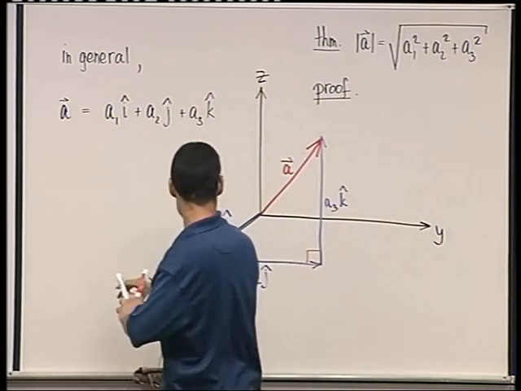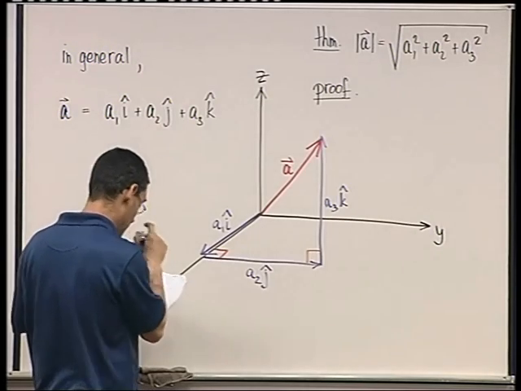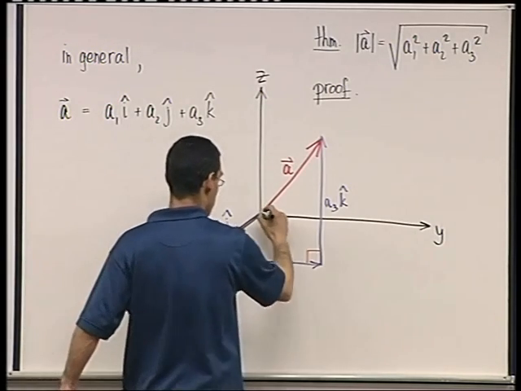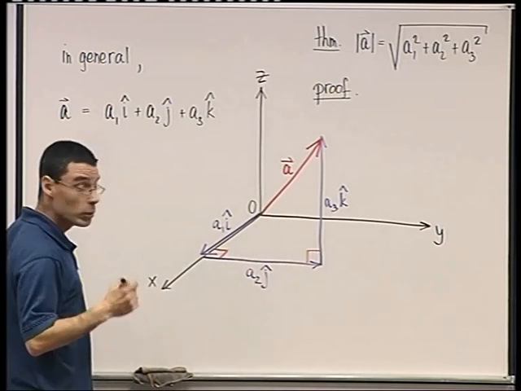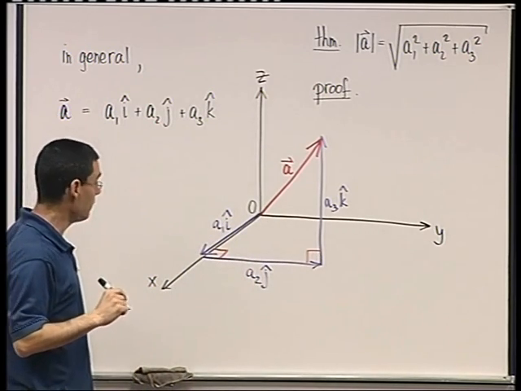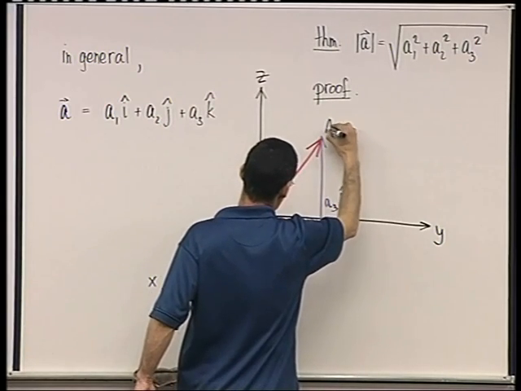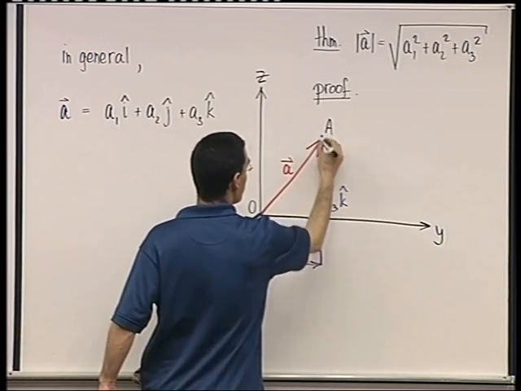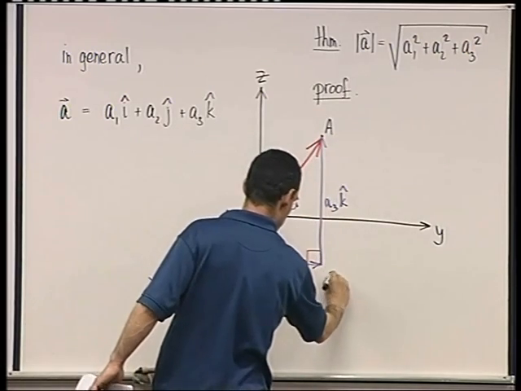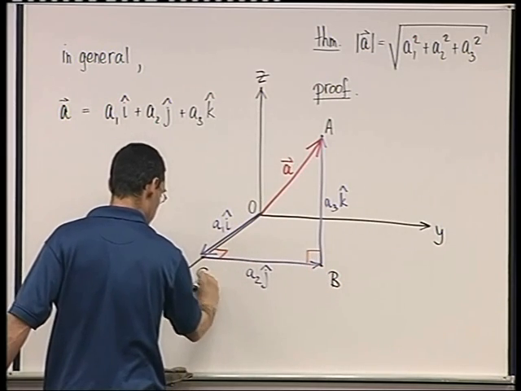And I'm going to need some labeling here in order to write things down. So I'm going to call this point, well, the origin I'm going to call O. O looks like a 0, so it's a good name. The point where A ends, I'm going to call capital A. That's this point up here. And then this point down here I'm going to call B. And this point here I'm going to call C.